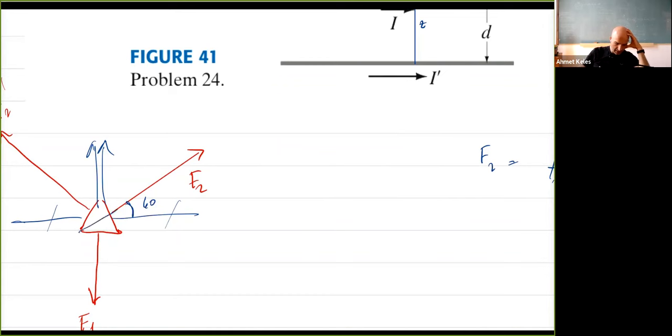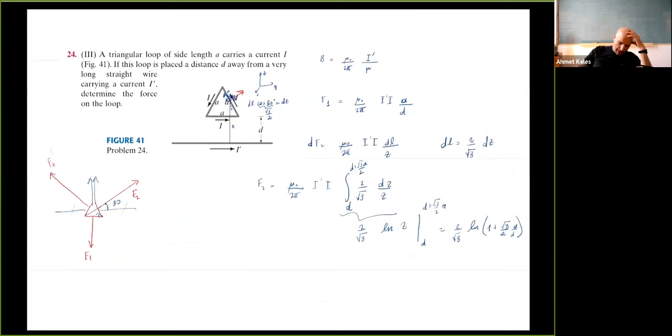Maybe 30, right? This is going to be through a triangle. This is like 60, then this is 30. Yes, that one should be 30. This guy is going to be 30, right? Then F, let's call it F total, is equal to this guy.